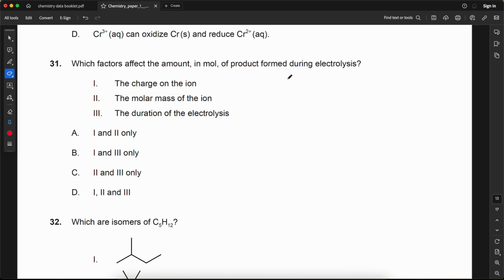Which factors affect the amount in mole of product formed during electrolysis? The greater the time of the electrolysis, the more products will be formed. So this will give an effect. And the charge also affects. A higher charge that goes under the reduction process means more will get deposited at the cathode as product. The molar mass of the ion will not give any effect. So the answer will be B.